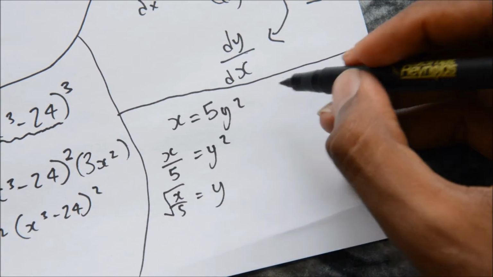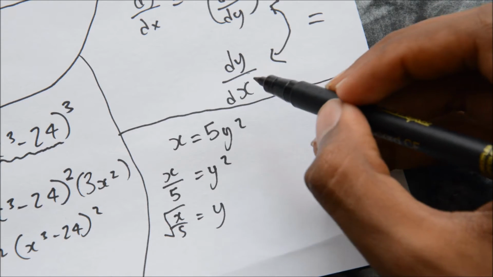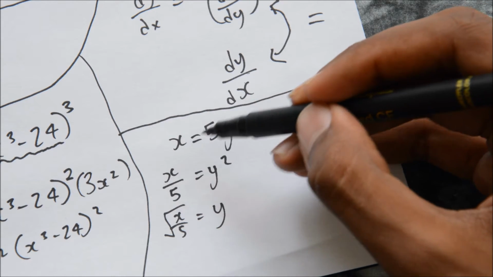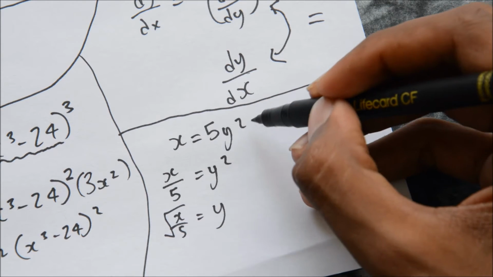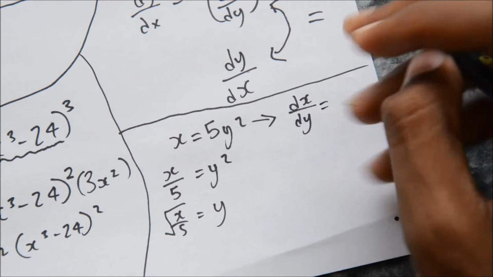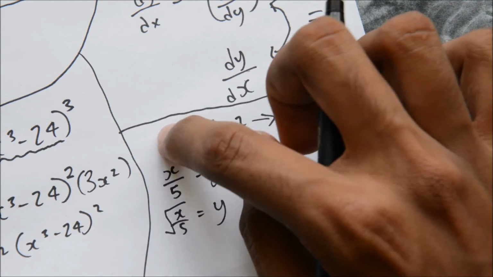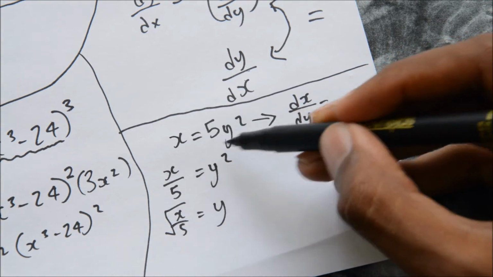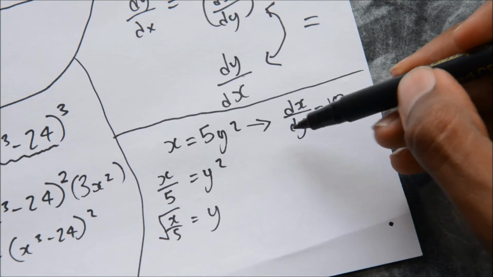Using this rule here, normally if you differentiate, you have the equation y is equal to something in x, and you differentiate y with respect to x. Here, you have x is equal to something in y, so instead of getting dy over dx, you're going to get dx over dy. I hope you see why I'm doing dx over dy, it's because x is equal to something, so if you differentiate it here, it's with respect to y. So dx over dy is equal to, if you differentiate 5y squared, you get 10y.